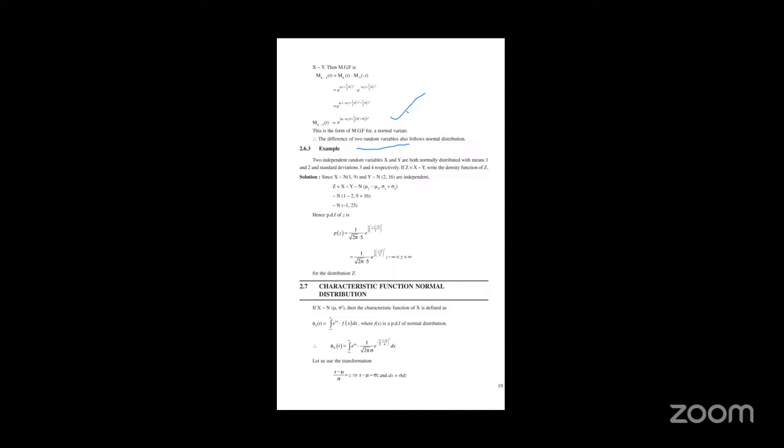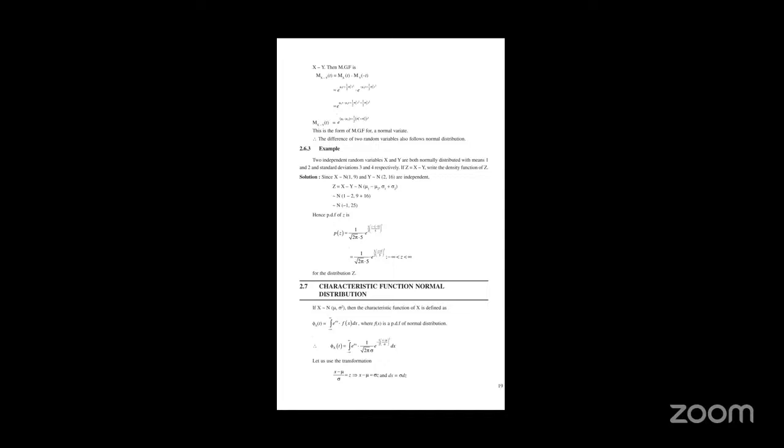So what happens? If X and Y follow the normal distribution, then adding or subtracting them also gives a normal distribution. We can conclude this. This is an example you can do. If you have any doubt in the example, you can ask me. In brief, I will explain what the example actually is.